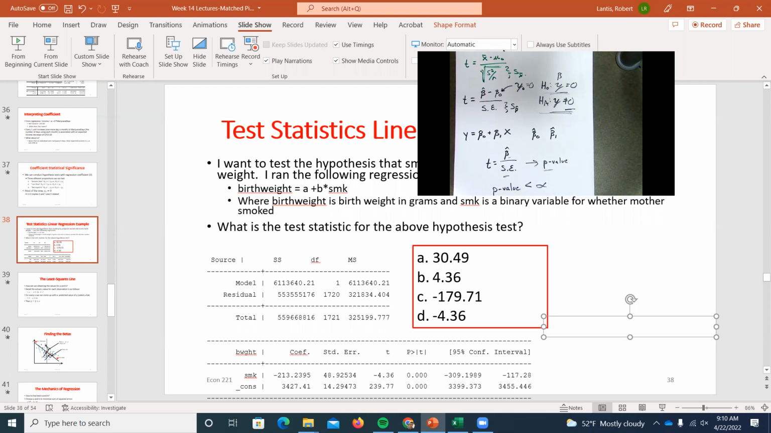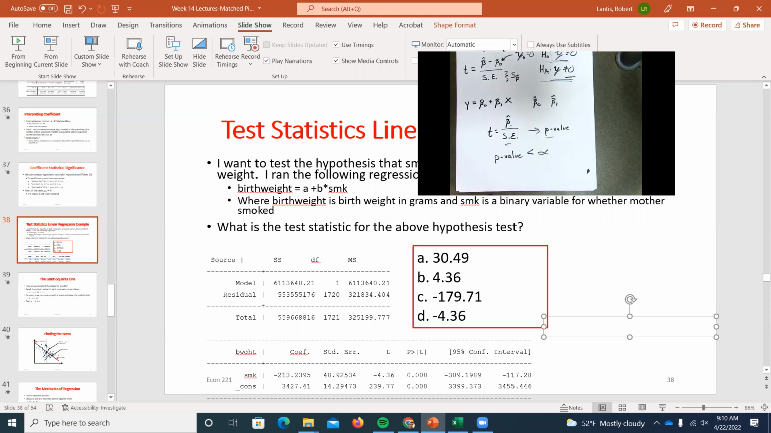Okay? And I could do that at any level of confidence here, right? Because if a p-value is 0, it's going to be less than any alpha that we look at. Okay. Any questions over that? Keep moving.